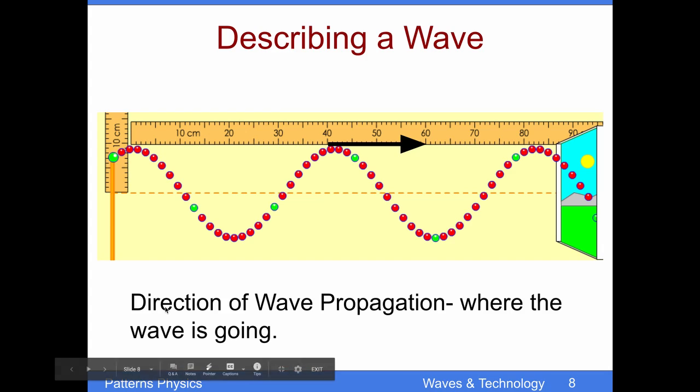The direction of wave propagation. This is the direction the wave is going. So in our simulation, the wave starts at the left side of your screen and travels to the right and goes out the window. So the direction of wave propagation is to the right, as this arrow shows.